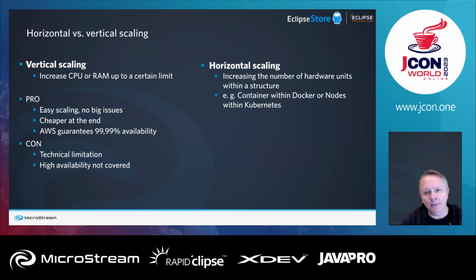And that's why we come to horizontal scaling. It's basically increasing the number of hardware units within a structure. It could be some containers within Docker, for example, or it could also be nodes within Kubernetes. That's basically the same, I would say. It's the same architecture. On the pro side, we have no limitations for scaling.